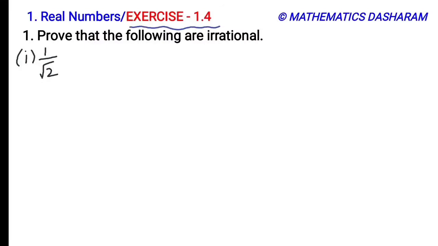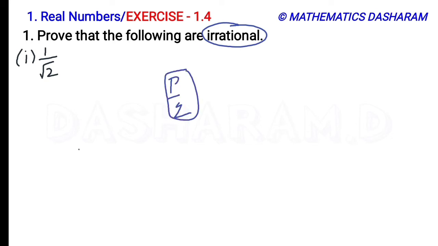Exercise 1.4. First bit, prove that the following are irrational numbers. First question, 1 by root 2. Irrational number means a number which is not in the form of p by q. For example, root 2, root 3, root 5, root 6, these are irrational numbers.